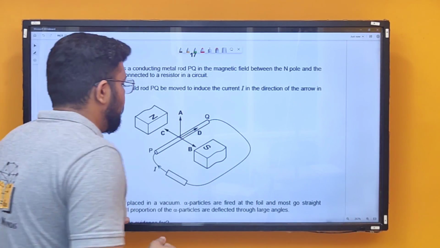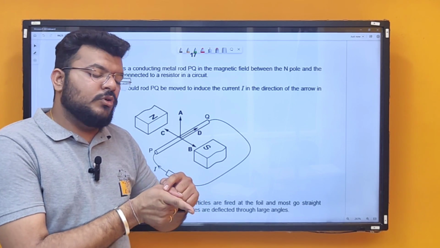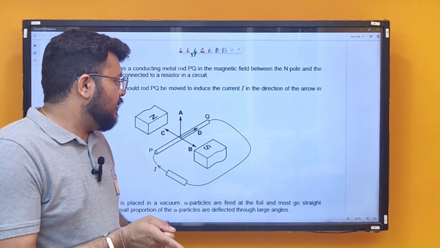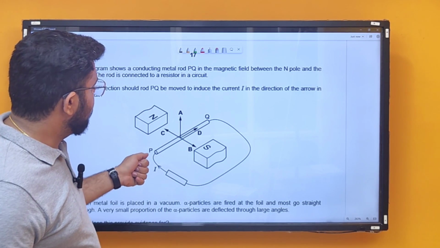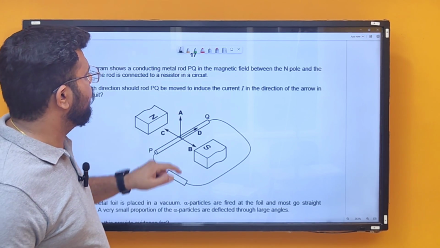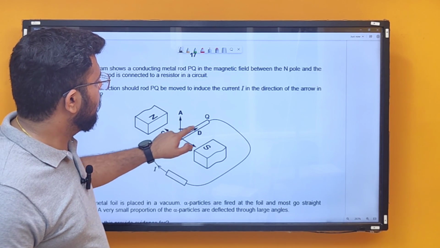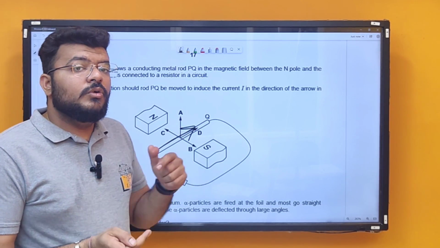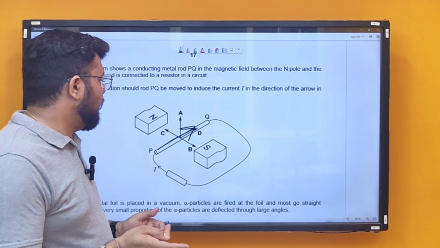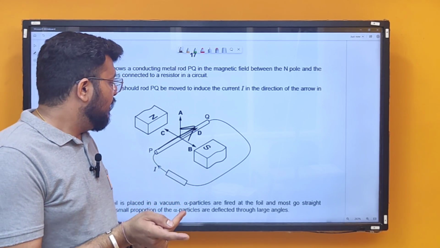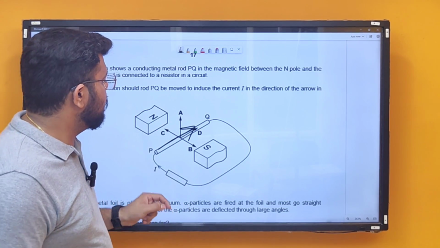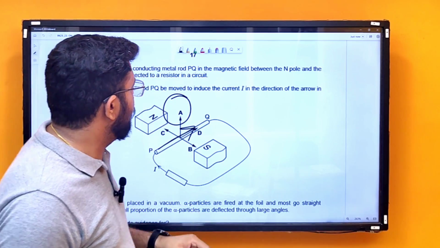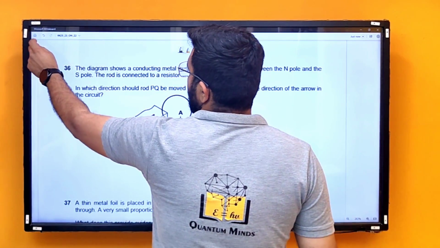So let me come here. Right hand, the first finger must point from north to south, so it is pointing. The second finger must point in the direction of the current. Now they are saying that the current must go from P to Q, correct? If it does go from P to Q, this is the direction, and this thumb will give the direction of motion of the conductor, which is A. So option A becomes our answer.